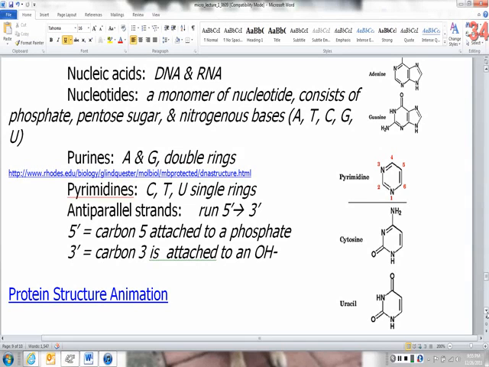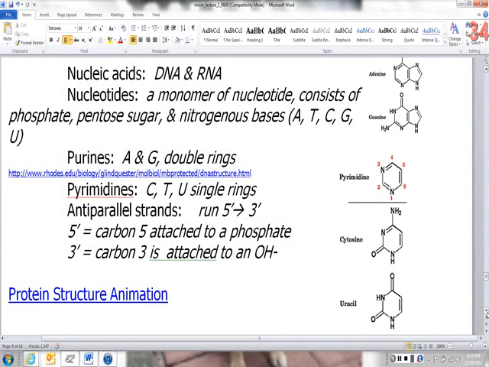They always pair C and G together and A and T together in DNA. In RNA, A will pair with U instead. Double-stranded DNA will always run in anti-parallel strands. The 2 strands will be running in opposite directions from the 5' end to the 3' end. DNA always runs 5' to 3'.